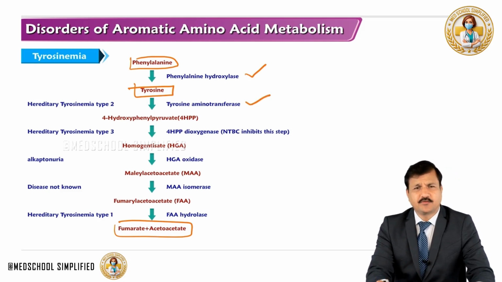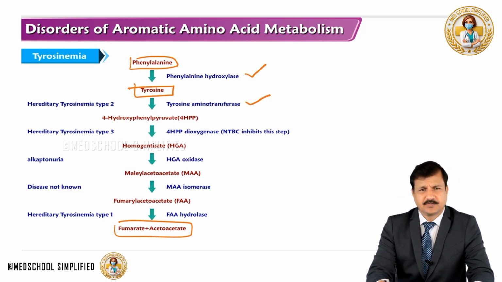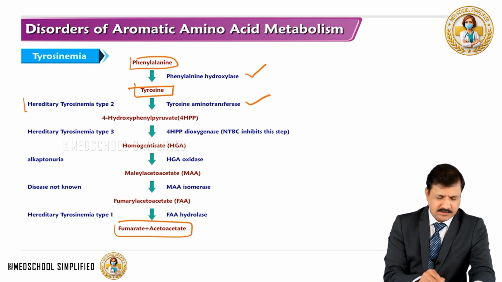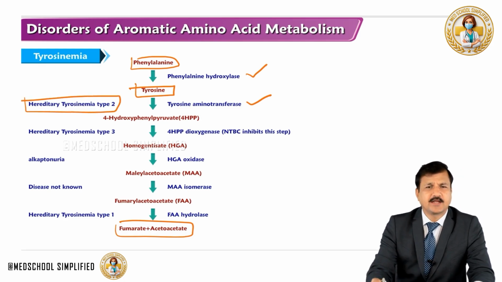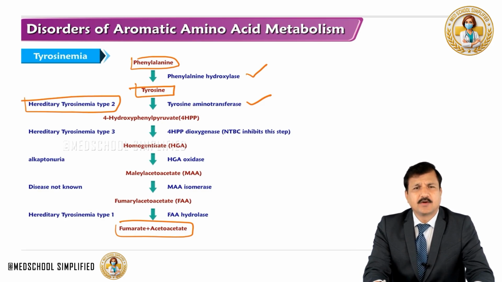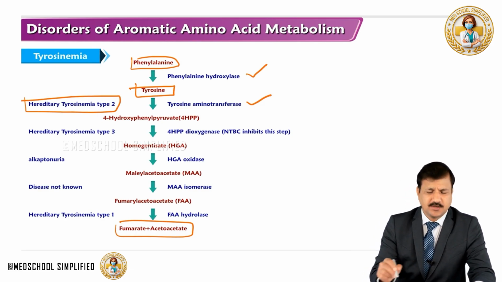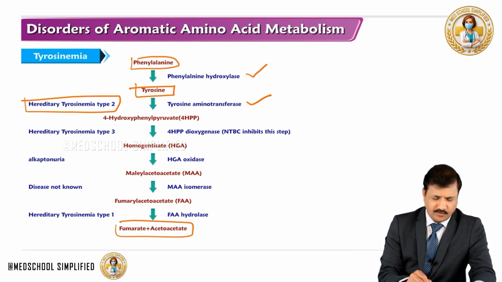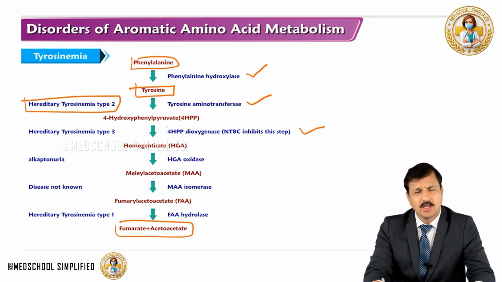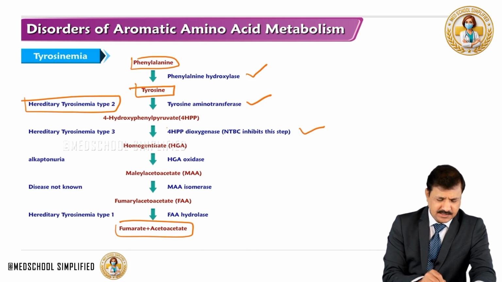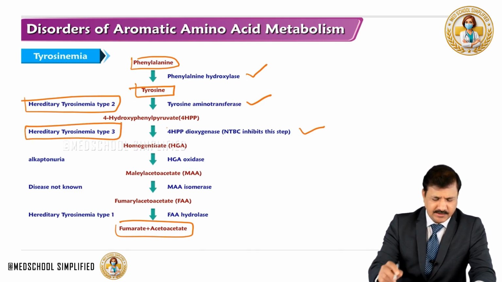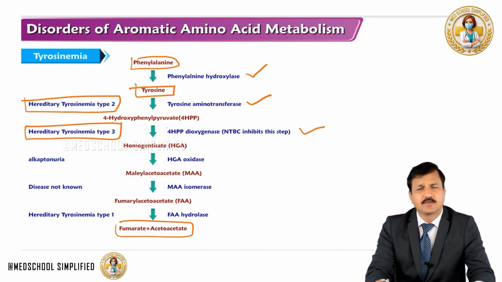Conversion of tyrosine into 4-hydroxyphenylpyruvate is done by tyrosine aminotransferase. Deficiency of this enzyme will cause hereditary tyrosinemia type 2. 4-hydroxyphenylpyruvate is converted to homogentisate, done by 4-hydroxyphenylpyruvate dioxygenase, and the deficiency of this enzyme will give rise to hereditary tyrosinemia type 3.